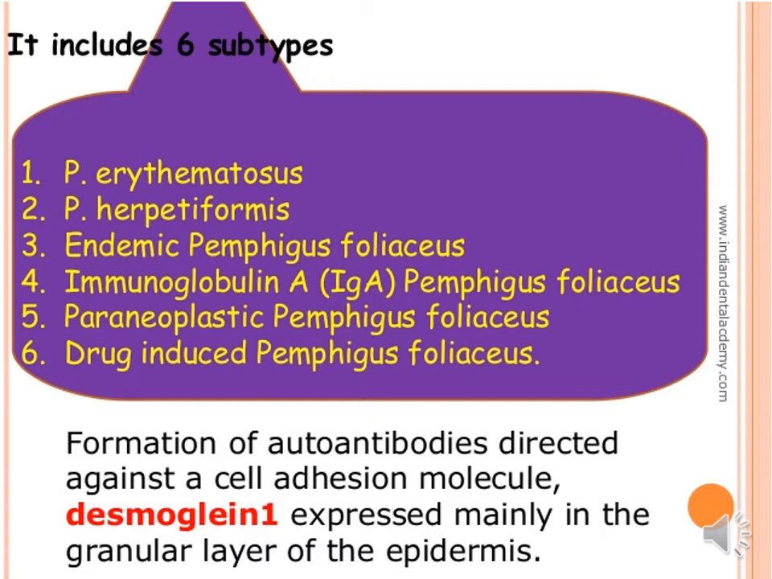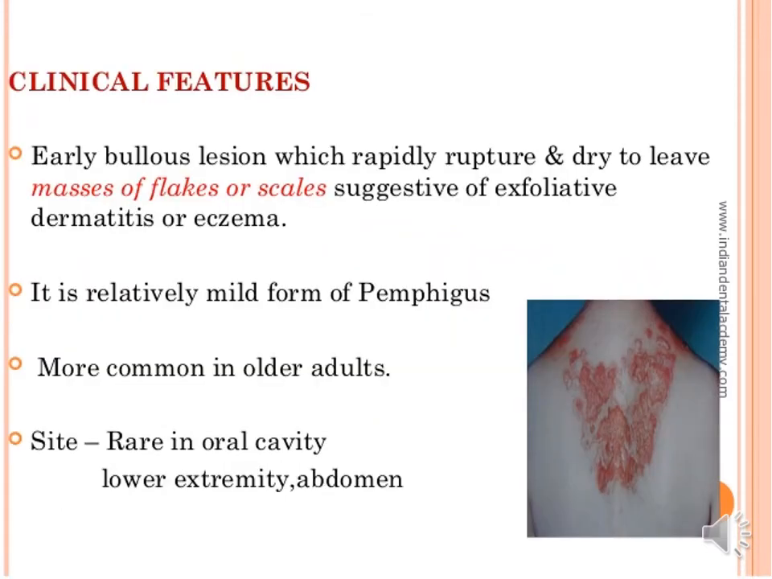Formation of autoantibodies directed against a cell adhesion molecule, desmoglein 1, expressed mainly in the granular layer of the epidermis. Clinical feature: early bullous lesions which rapidly rupture and dry to leave masses of crusts or scales, suggestive of exudative dermatitis or eczema. It is a relatively mild form of pemphigus, more common in older adults. Sites are rare in the oral cavity, lower extremity, and abdomen.